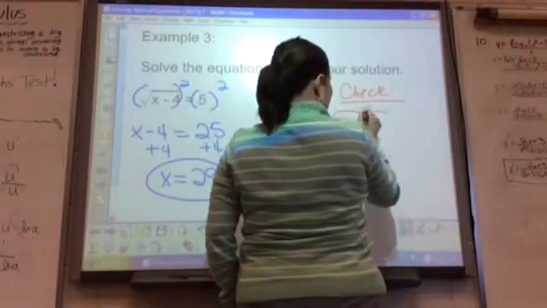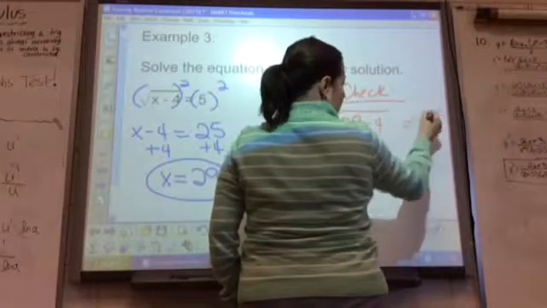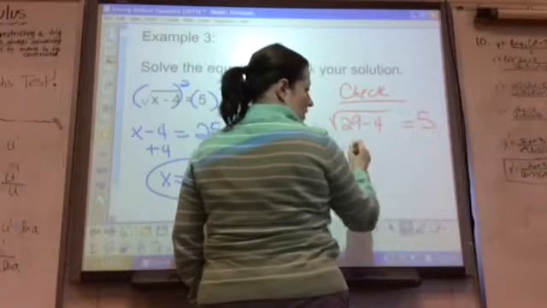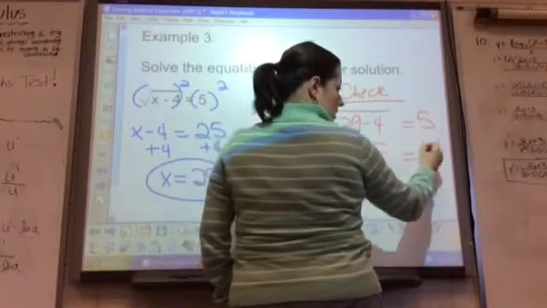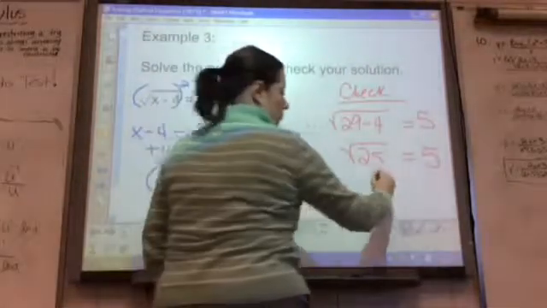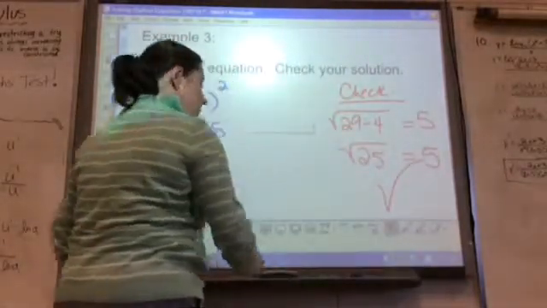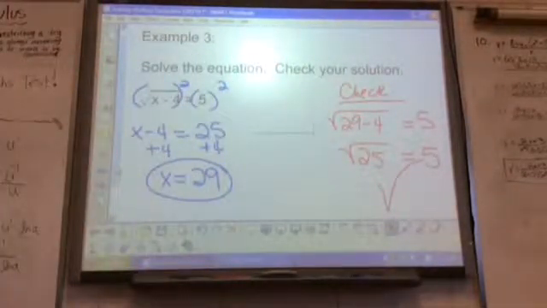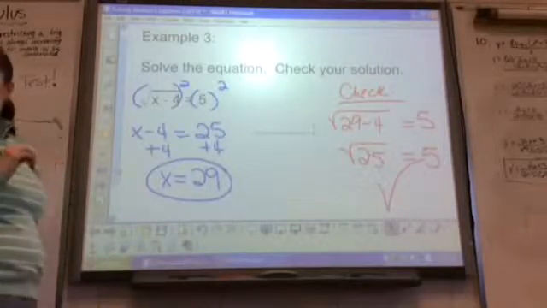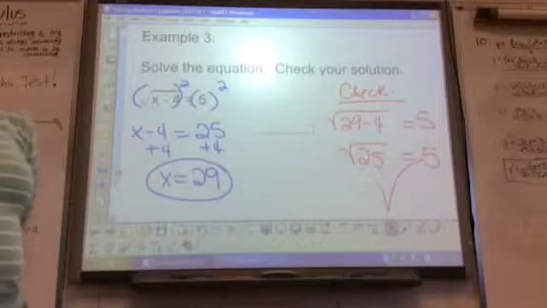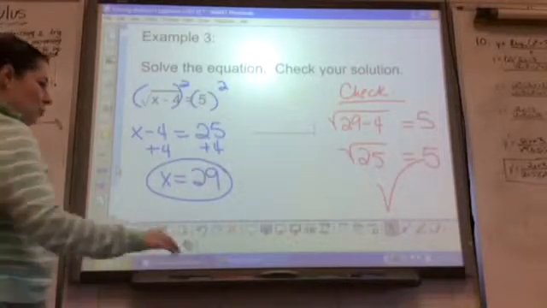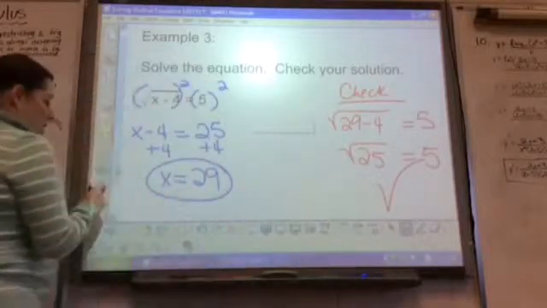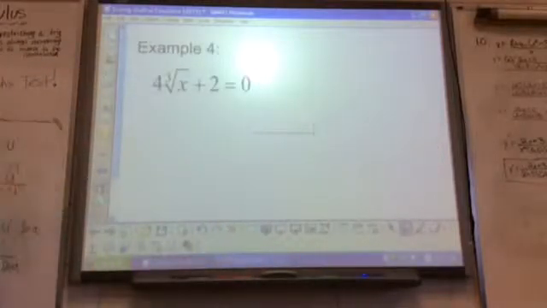Square root of 29 minus 4 is the same as the square root of 25. Check. Alright, most of y'all can glance at something like that and know that it's okay. The last couple, 2 or 3 problems are other situations that I need you to watch out for. So let's look at this one.